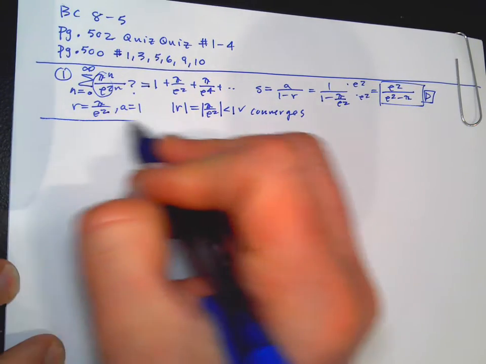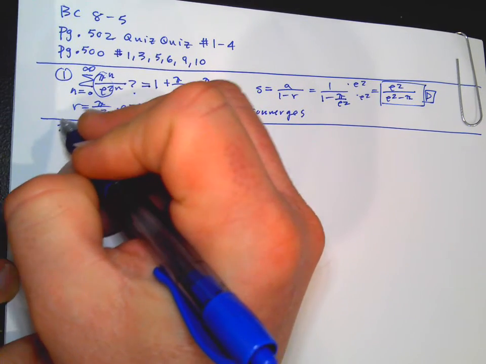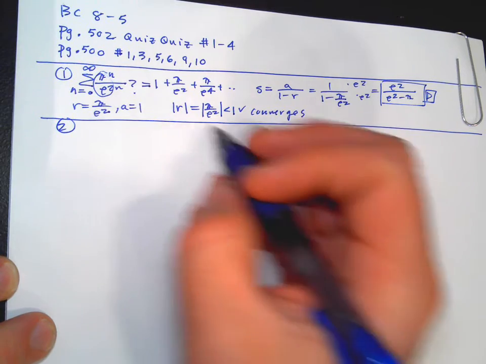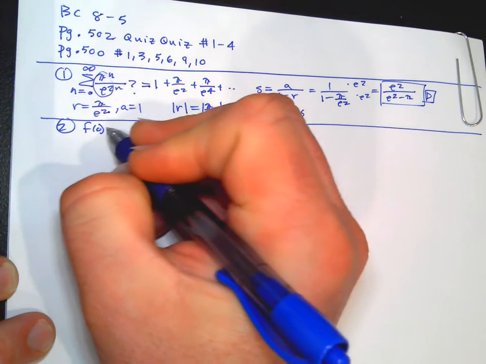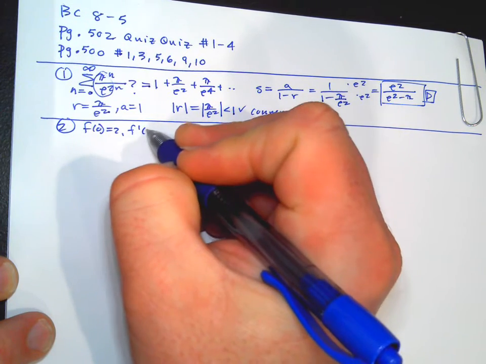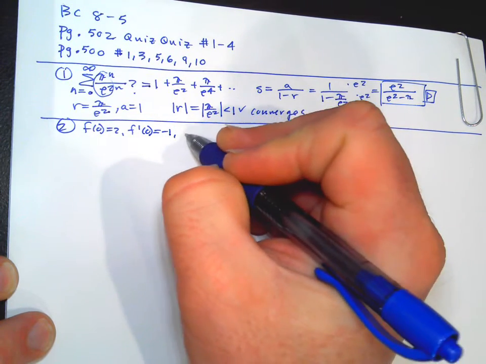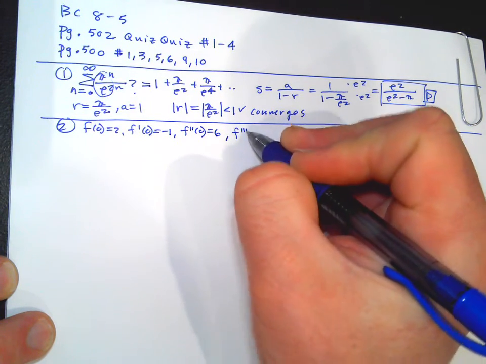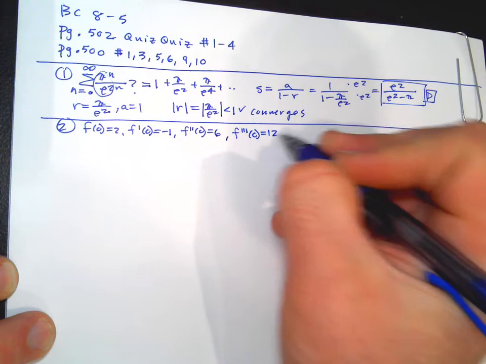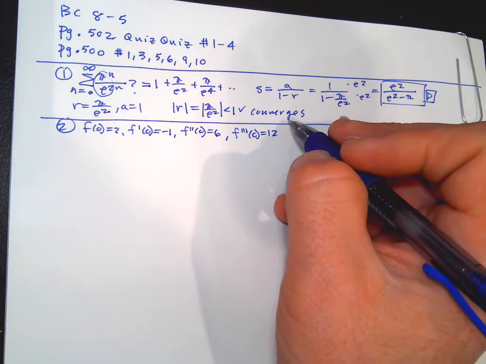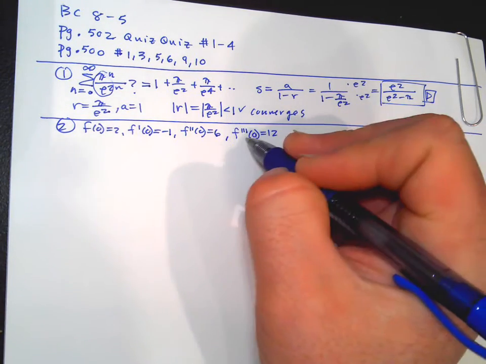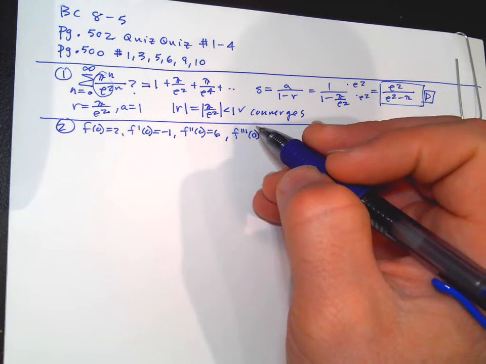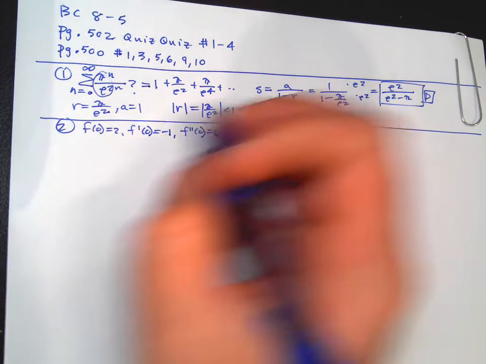Okay, all right, number 2 says, assume that f has derivatives of all orders for all real numbers, and they give you the values f of 0 equals 2, f prime of 0 equals negative 1, f double prime of 0 equals 6, f triple prime of 0 equals 12. Which of the following is the third order Taylor polynomial for f at x equals 0? We'll center it at 0. We need all the derivatives at 0. We have it. Third order is going to go up to the third power. We need the third derivative, which we have. So this one's kind of ready to go.